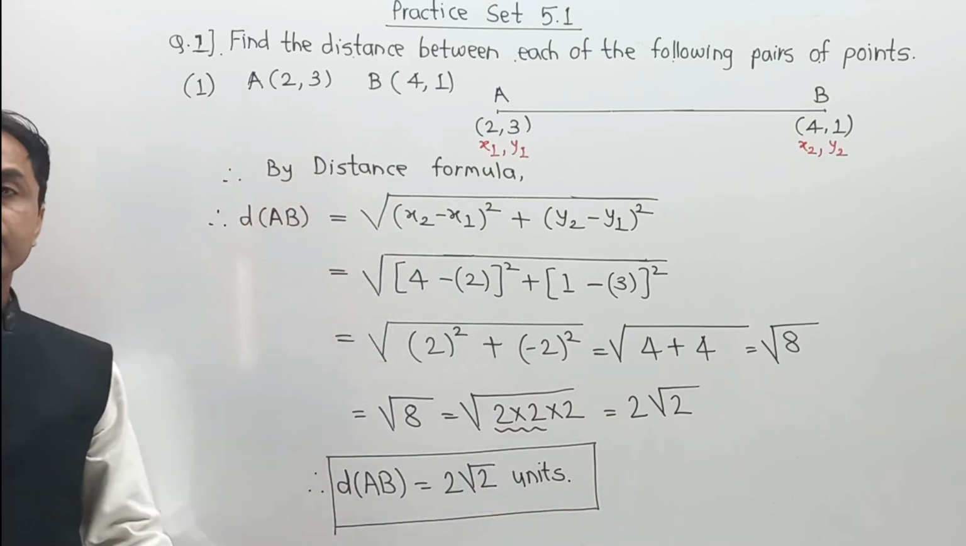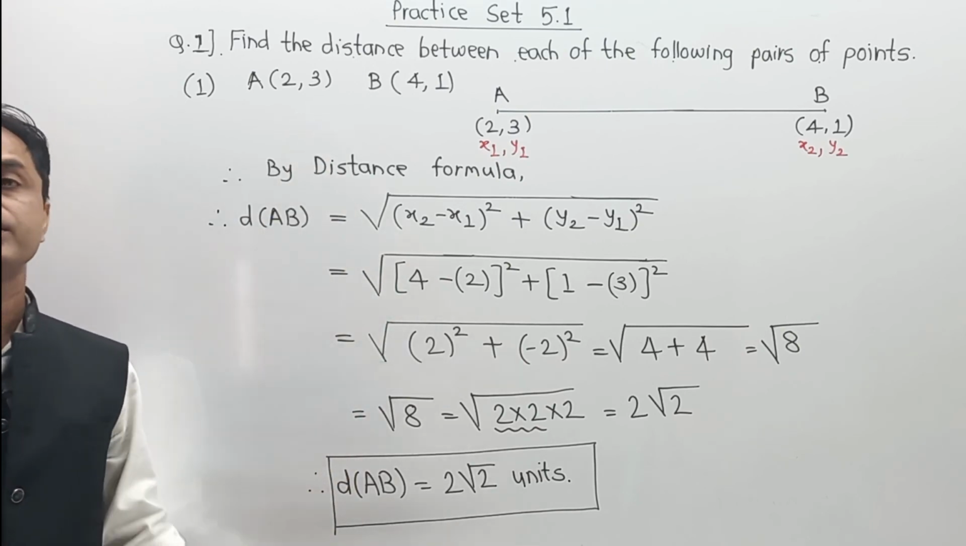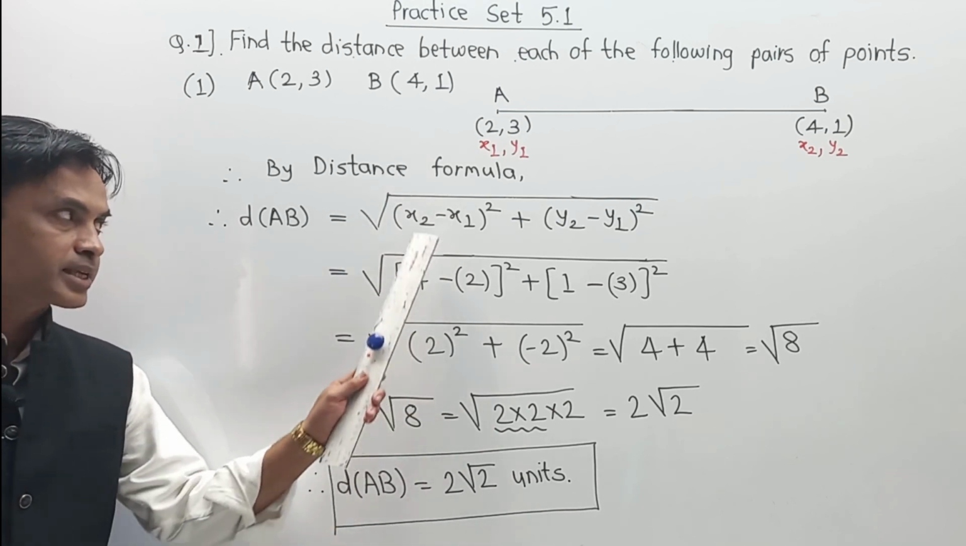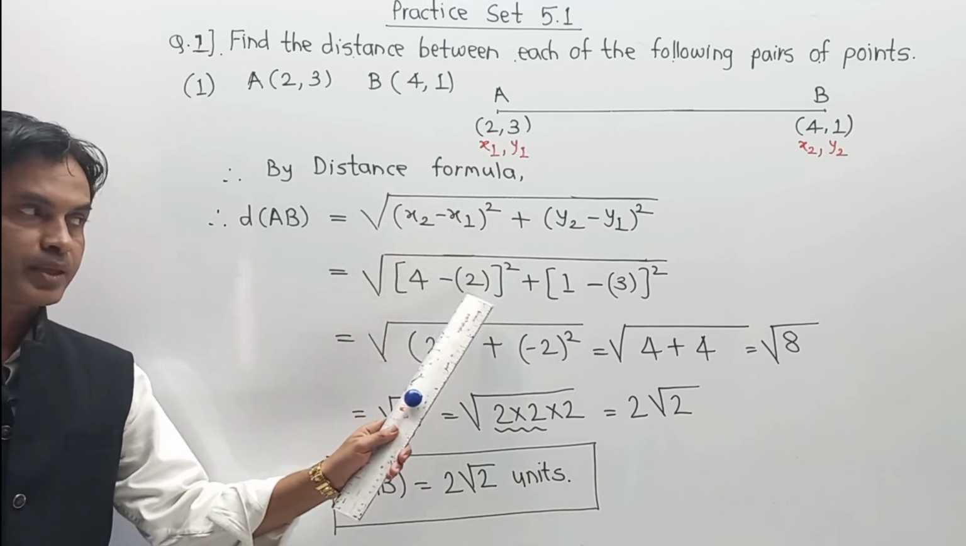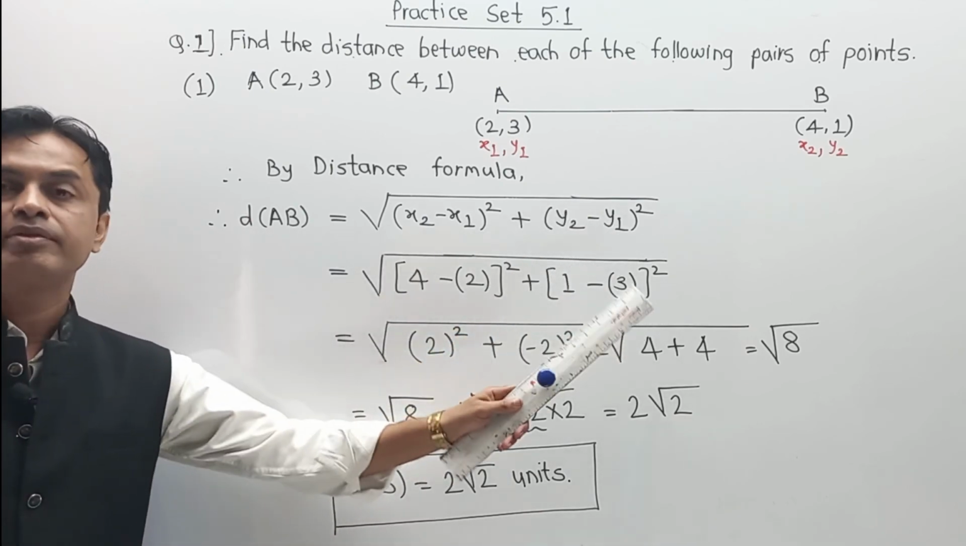And this is the methodology to solve each type or every type of numerical when we are using the distance formula. So please observe it carefully and try to understand this: (x2 minus x1) bracket square plus (y2 minus y1) bracket square, and everything is under root.